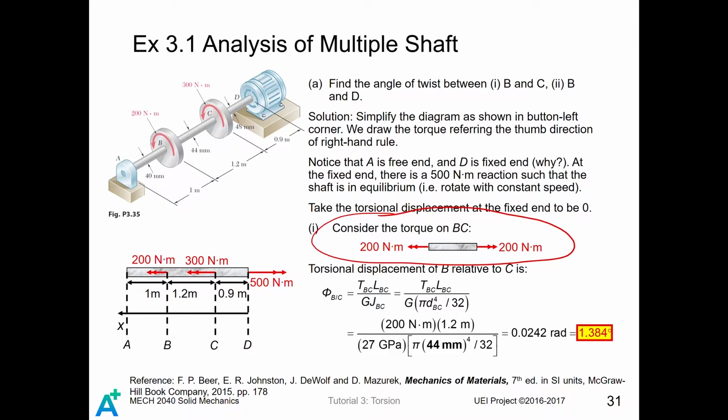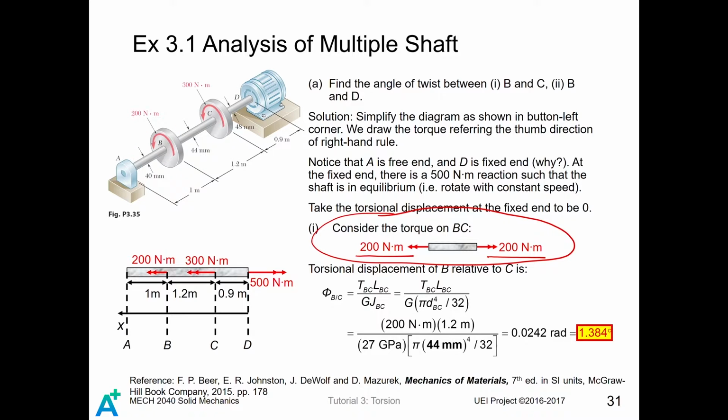For segment BC, by using the double arrow notation, we can immediately know that there is a 200 Nm torque, which is positive, acting on this piece of material. Then you can find the torsional displacement directly by using the formula. One reminder is that the diameter of the circular shaft is not uniform. For AB, it is 40 mm, for BC, it is 44 mm, and for CD, it is 48 mm. So be careful with it, because when I did this problem for the first time, I forgot to observe the difference in diameter, and I got the wrong answer as well. So be careful with it.